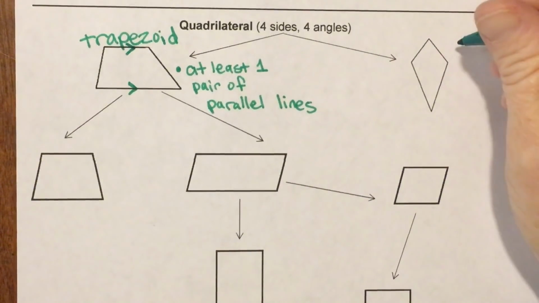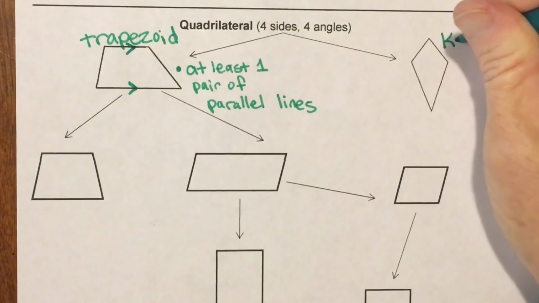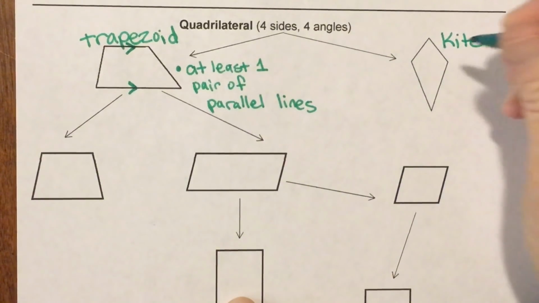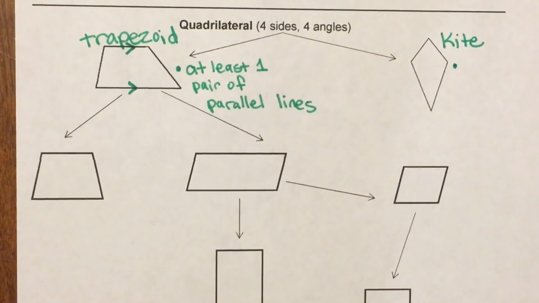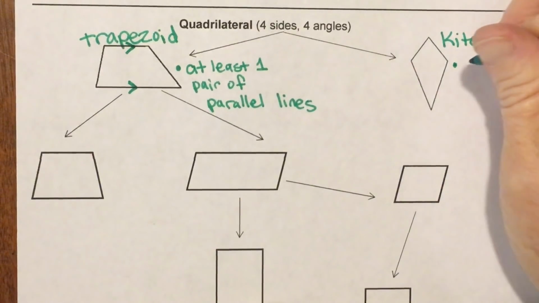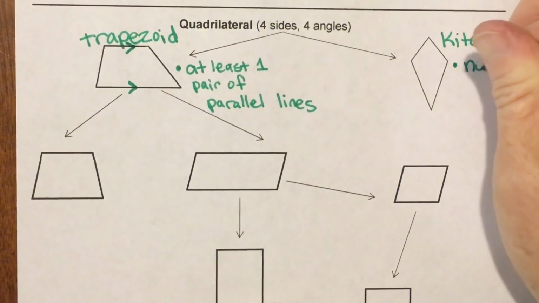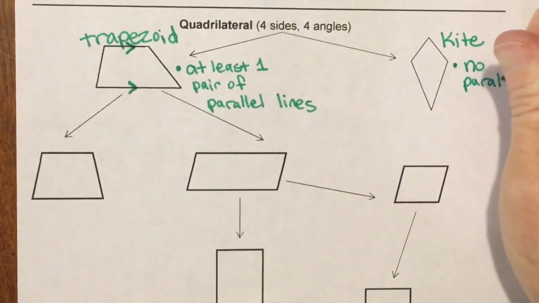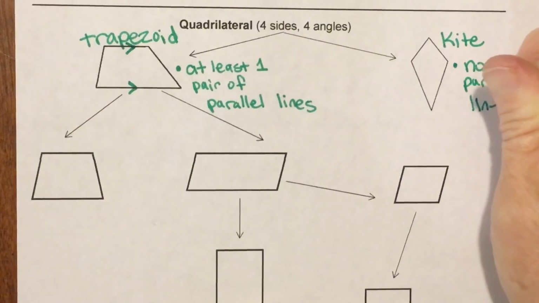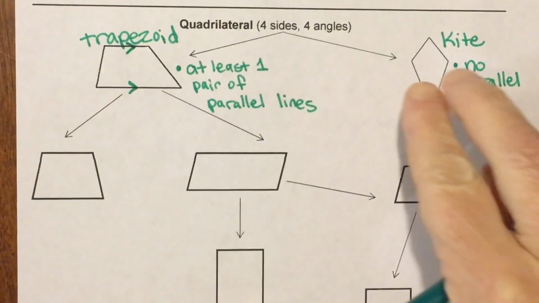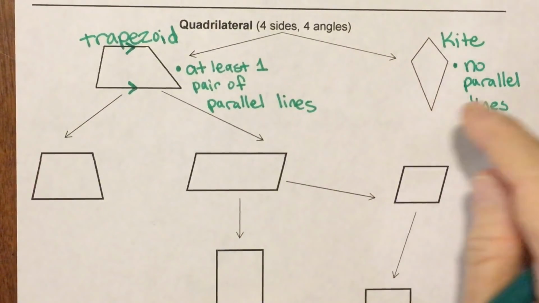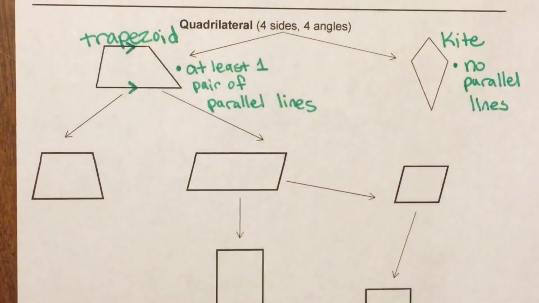The other type of shape over here, this is called a kite. And the attribute that makes it a kite is it has no parallel lines. So these lines are touching, these lines are touching, these are touching. There's no lines that are not touching.